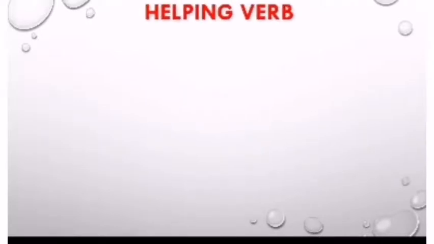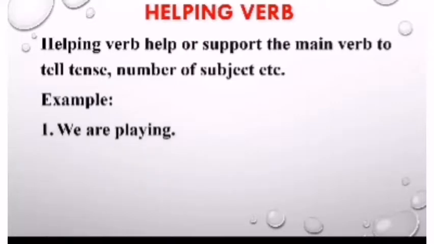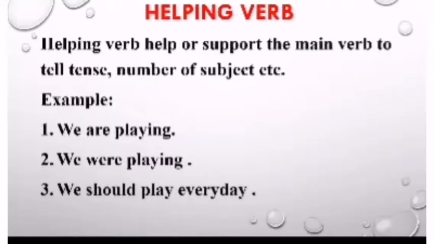Let's learn about helping verbs now. Helping verbs, as the name suggests, help or support the main verb. So they help to tell tense, number of the subject, etc. Now let's have one example. We are playing. Again, "are" is showing that incomplete action. We were playing. To show the change of tense, we change the helping verb only.